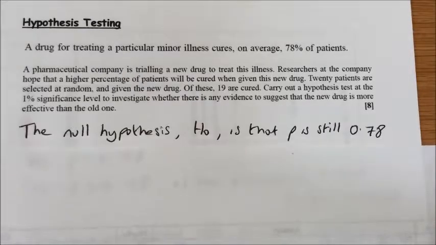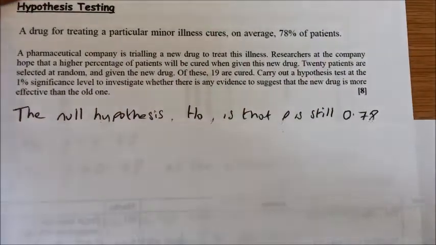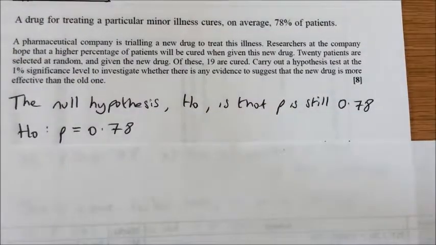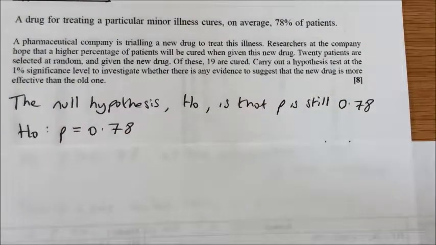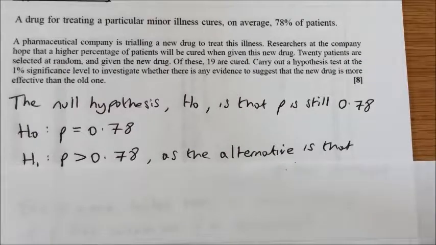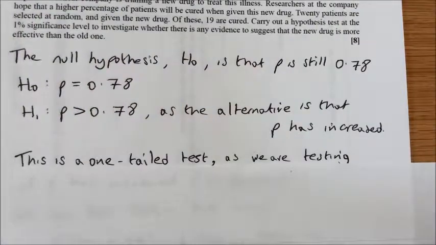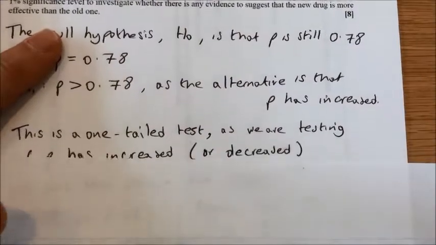So the first thing we do is talk about the null hypothesis, which is that p is still 0.78. There's my null hypothesis written down. And then the alternative is that p has actually increased, so p is greater than 0.78. That leads us into looking at this. It's a one-tailed test because we're looking at p either increased or decreased.